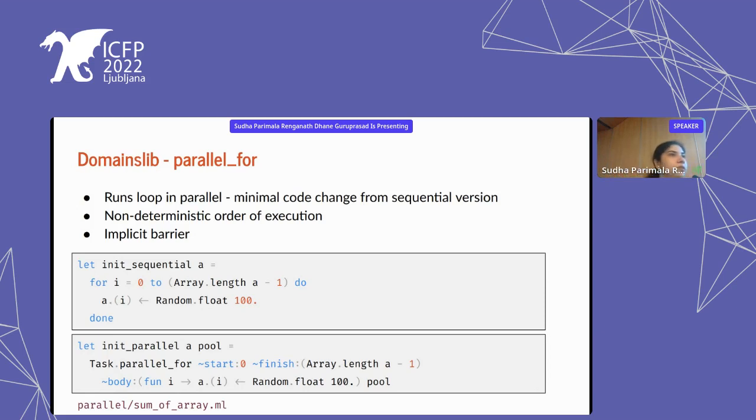So why is the body an implicit argument and the other one is not? Oh, it's just a named argument. It's just a function. It's a function that takes an i, and it's not syntax, so there's no additional syntax. And the parallel for is basically using Domainslib.